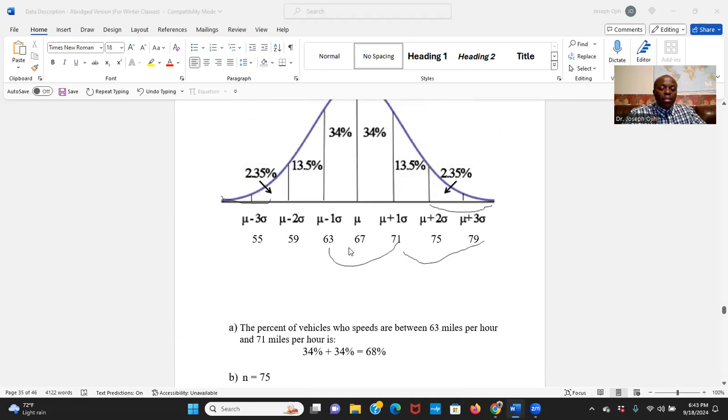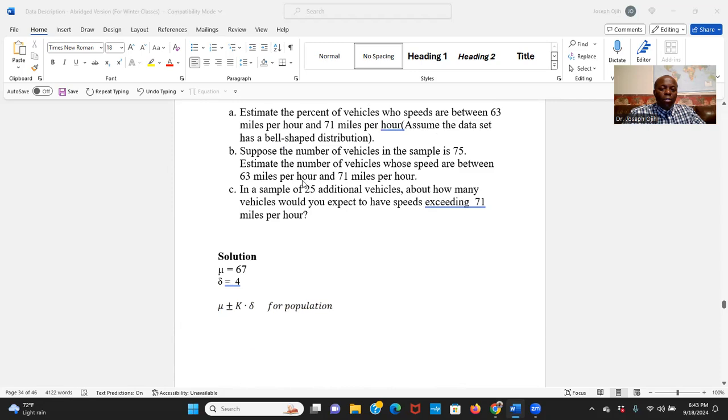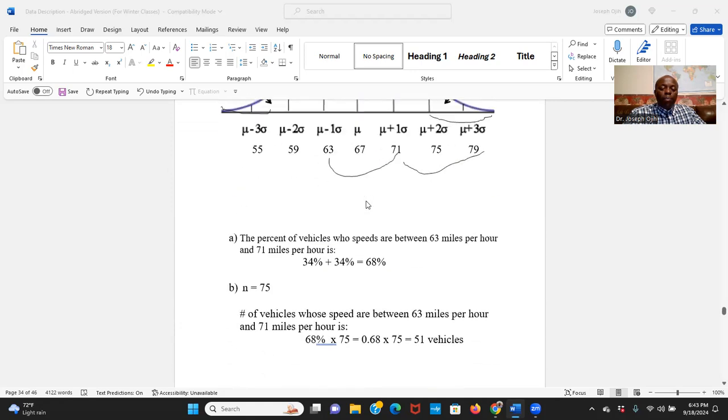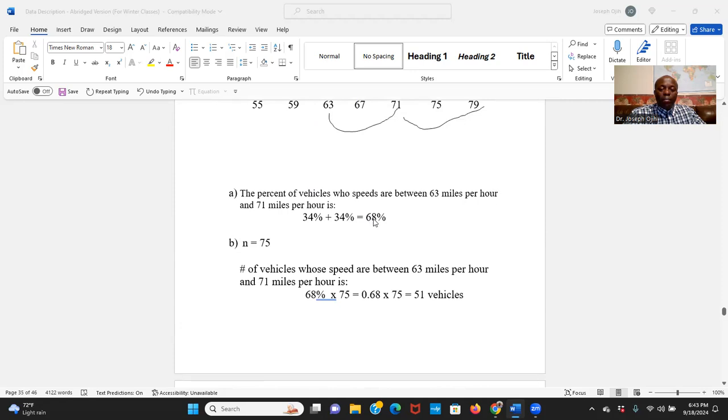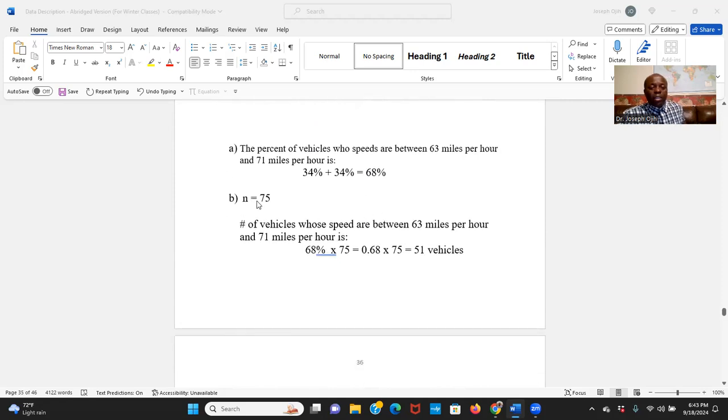Oh, yeah. B says, suppose the number of vehicles in the sample is 75. That means our n is 75. Estimate the percent of vehicles whose speed are between 63 miles per hour and 71 miles per hour. So now we calculated that it is 68% here. Since our n is 75, all you have to do is to multiply 68% by 75. But before we can complete the multiplication, we need to change 68% to decimal, and that gives us 0.68.